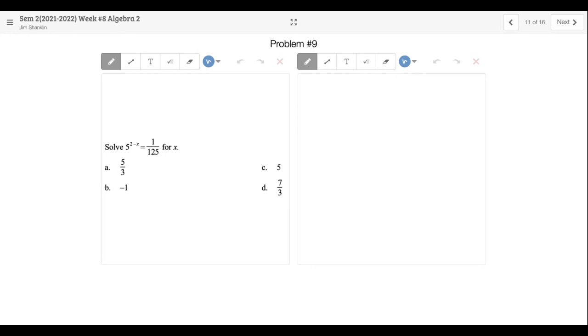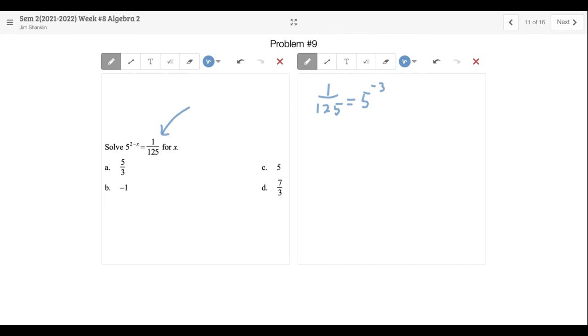So if the bases are the same, then you set the exponents equal to each other. Now I see a couple people right away saying 5 to the negative third power is the same thing as 1 over 125. That is the key to this problem. I've got to rewrite this with a base 5. So 1 over 125 is the exact same thing as 5 to the negative third power.